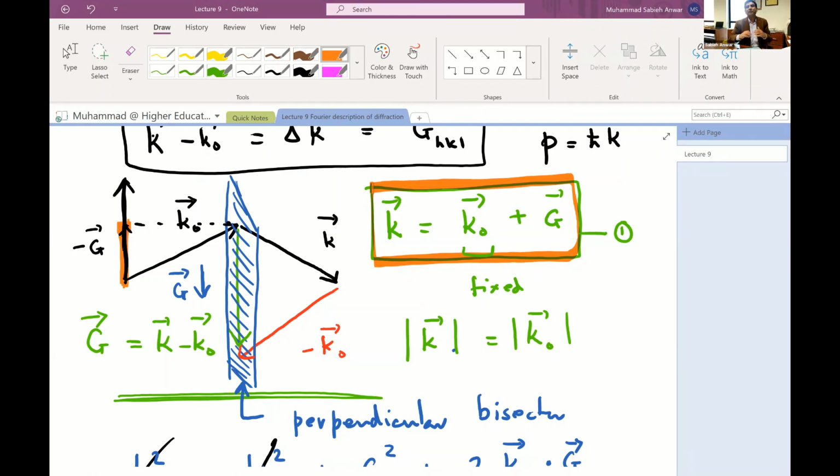So this is how we generally view scattering. Scattering can be viewed as a collision process between two particles. Now, the particle K is clear, it's an X-ray photon.